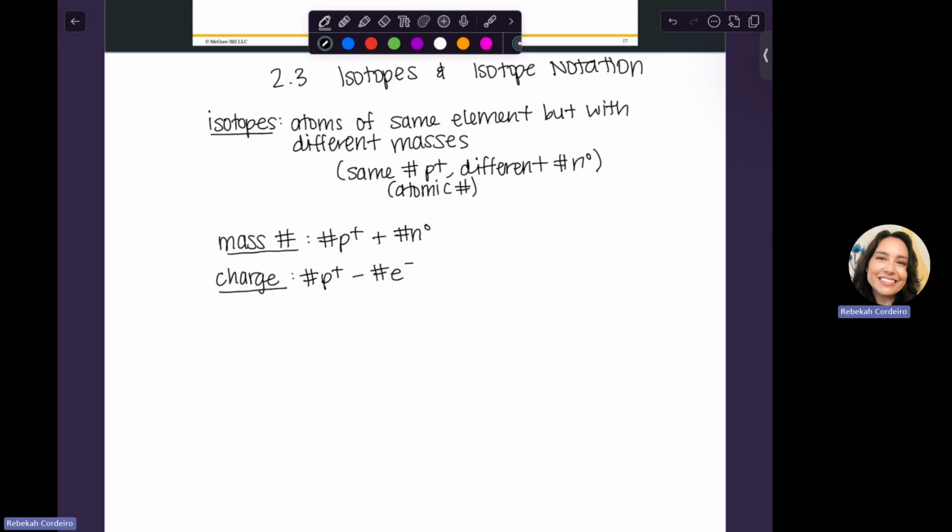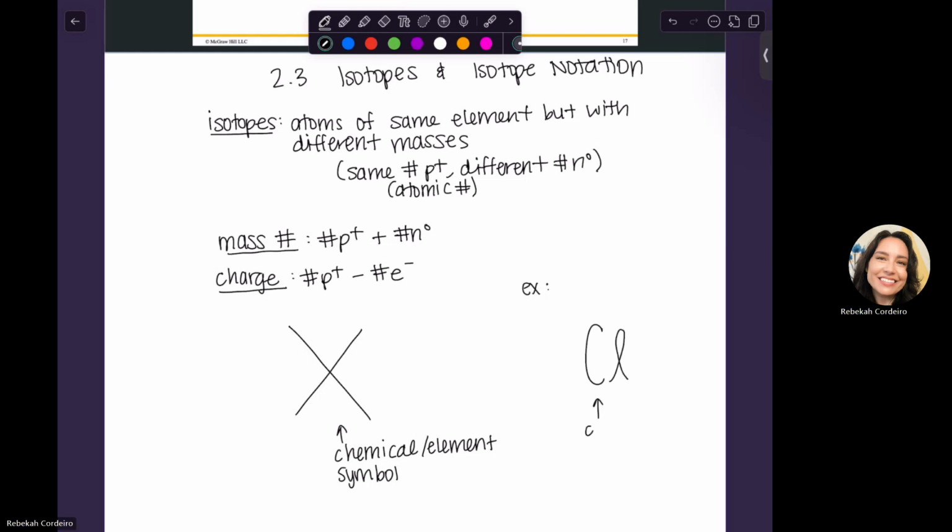So what we do is we put the chemical symbol, so X is going to stand for the chemical symbol or the element symbol. And I'll give you an example as we go. So for example, we'll do Cl. That's the symbol for chlorine, Cl. On the top left, we're going to put the mass number. Again, that's going to be our number of protons plus neutrons. Let's just use, for example, let's say 37.